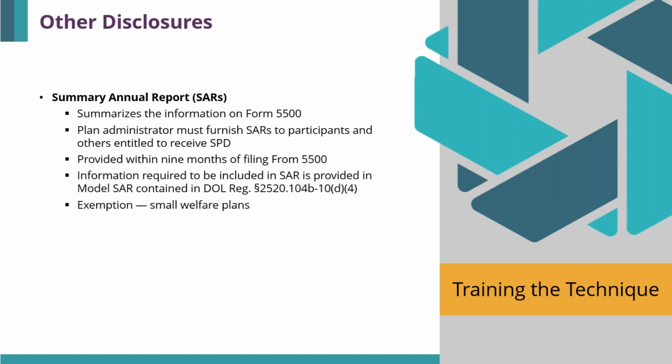And then the summary of annual reports. In that situation, it summarizes the information on the 5500. It must be given out, I think, within 9 months after filing the 5500. And all it does is summarize the information. There is model language in the regulations that gives you the language that actually supports it. But if you don't have to file a 5500, you don't have to provide it.